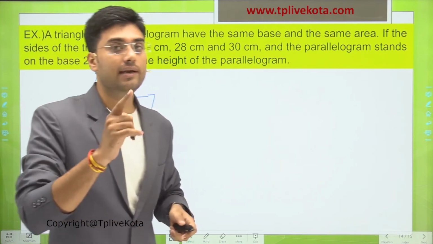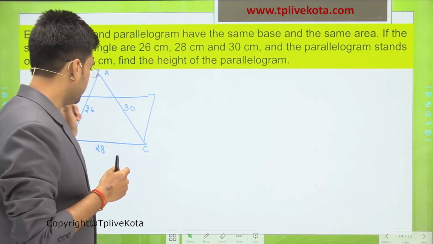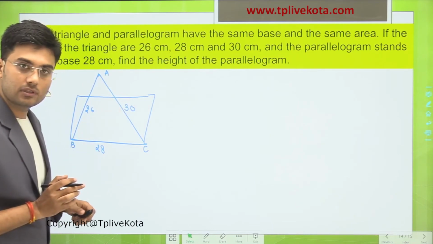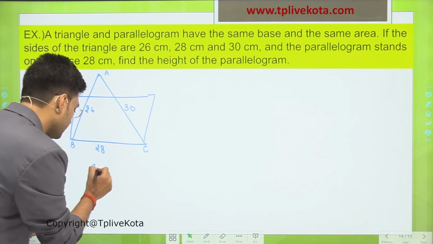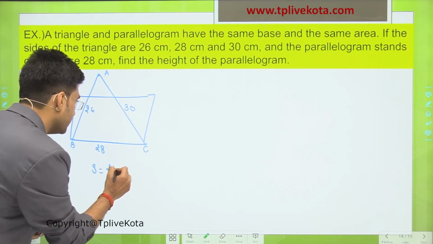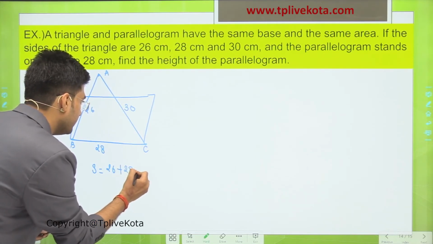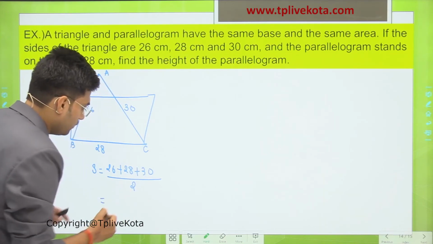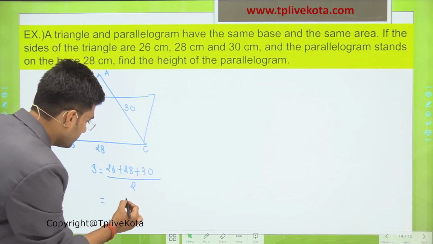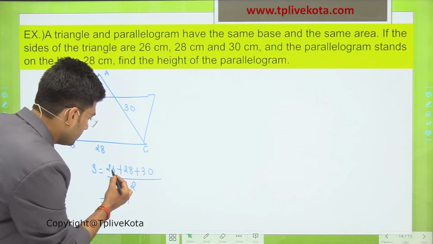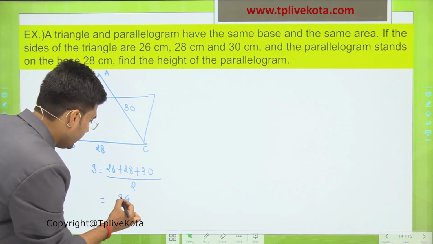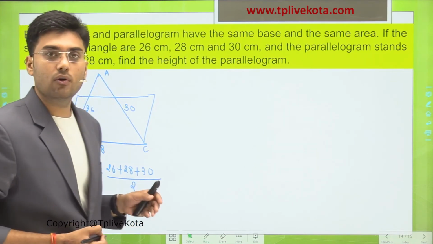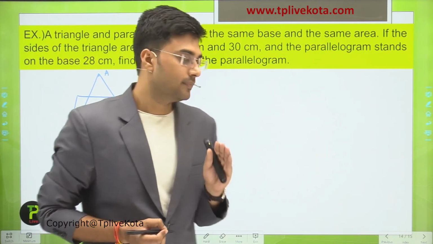First of all, let's find the height of this triangle. Here sides are 26, 28, 30. Clear? So what is the semi-perimeter? Semi-perimeter is 26 plus 28 plus 30 divided by 2. So when we add, what will we get? 84 divided by 2, that is equals to 42. This is the value of semi-perimeter. Clear?